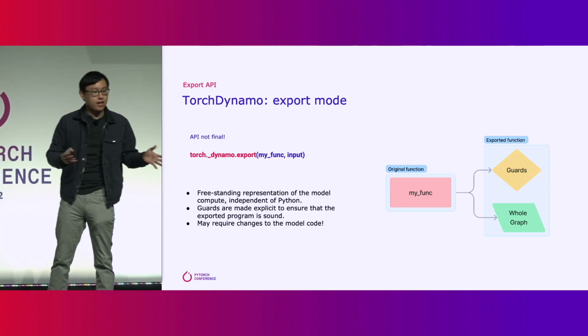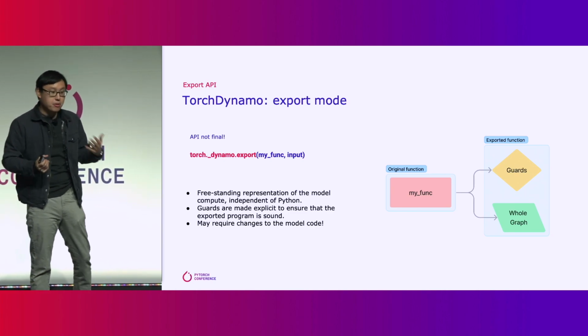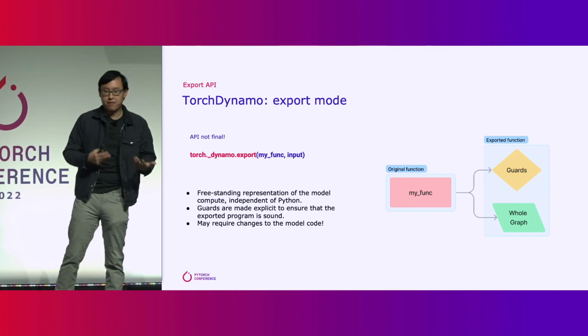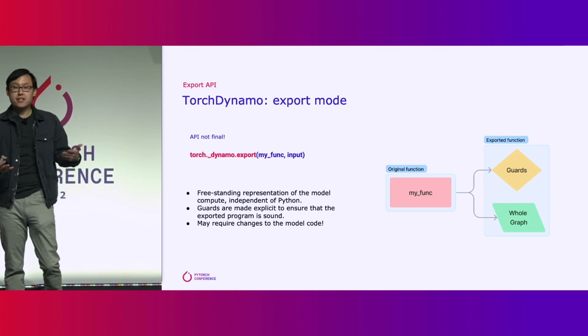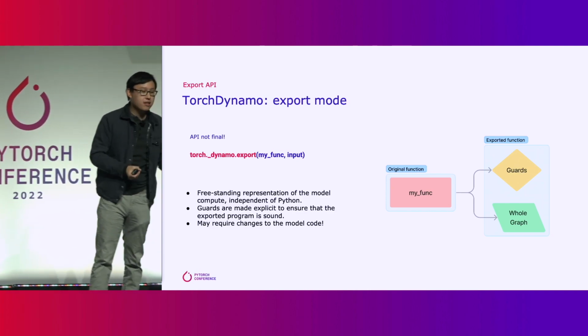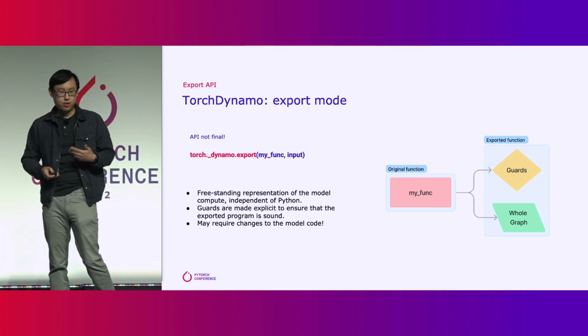So unlike Torch compile, this workflow is explicit rather than implicit. Sometimes Dynamo doesn't know how to represent something in the final graph. Say you have an async generator in your model or something. And in these cases, you may be required to change your model code. However, in practice, we find that the majority of models that we're seeing on our benchmark suites can be exported cleanly to a full graph.